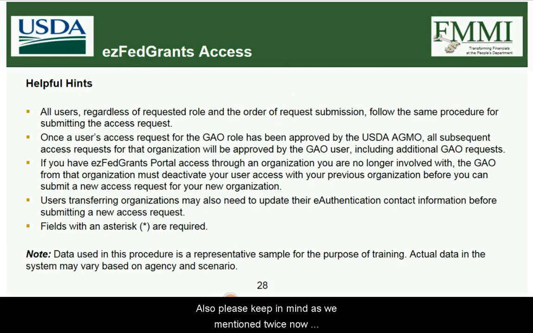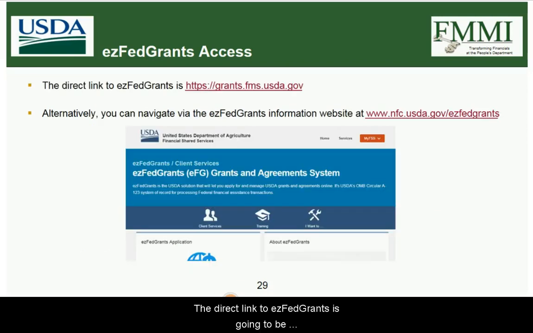Also, please keep in mind, as we mentioned twice previously, data used in this procedure is going to be a representative sample for the purpose of training. Any actual data that you encounter in the system may vary based on agency and scenario. This is all test data that we're going to be taking a look at. The direct link to ezFedGrants is grants.fms.usda.gov.